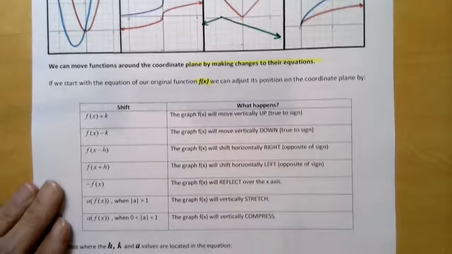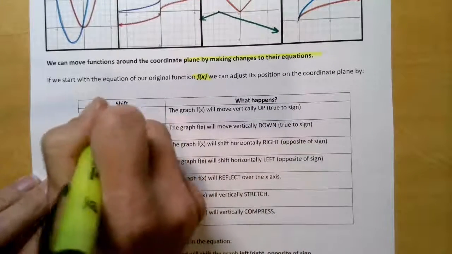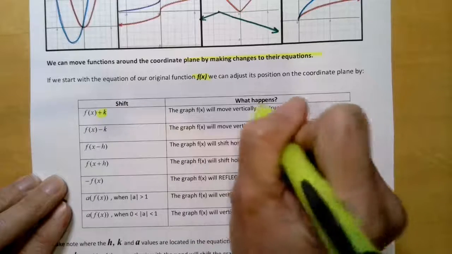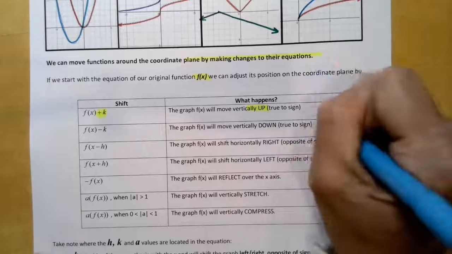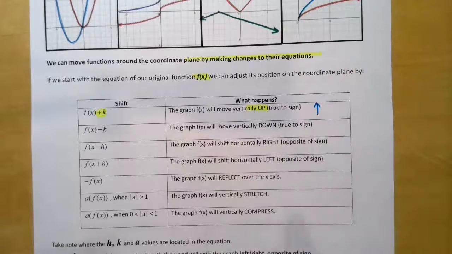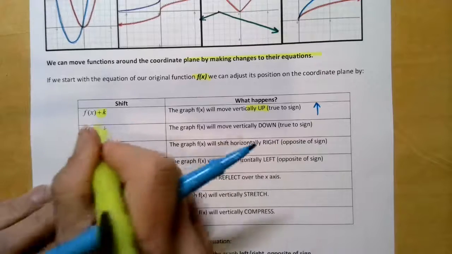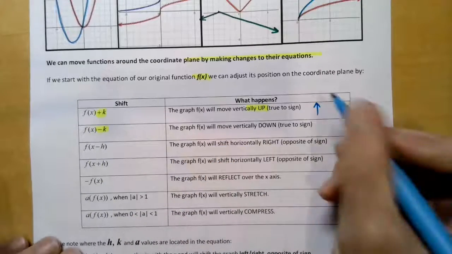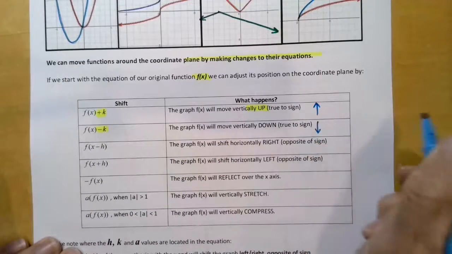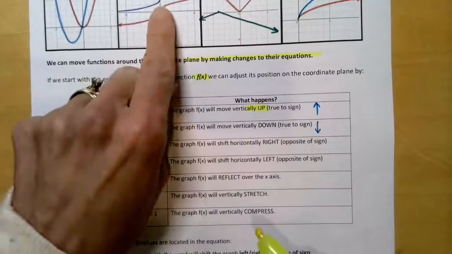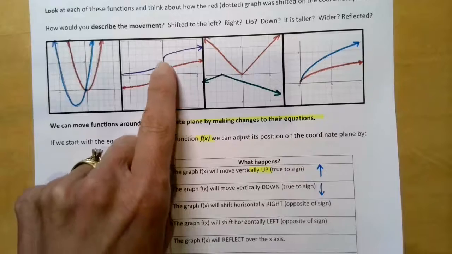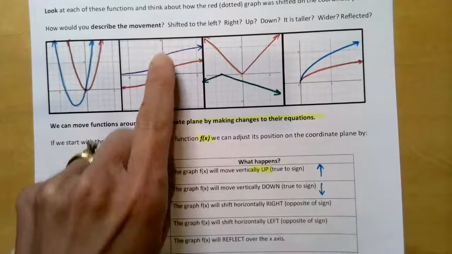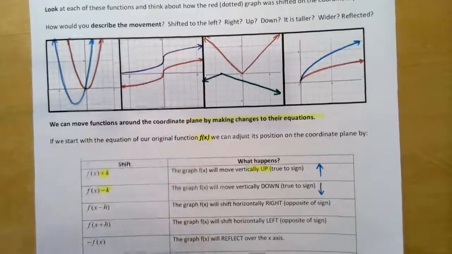Now check it out. When I add a constant, it's going to move my graph up. So when I stick a constant on the end, my whole graph is going to shift up. When I subtract that constant, my graph is going to move down. Okay, that totally makes sense to me. So when I come back to this one, I wonder if this just had a constant because it pushed it up. I wonder if that's what happened.